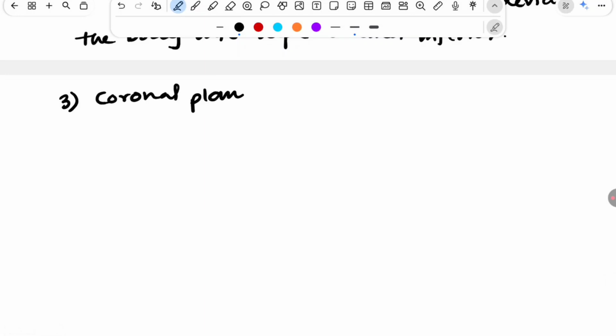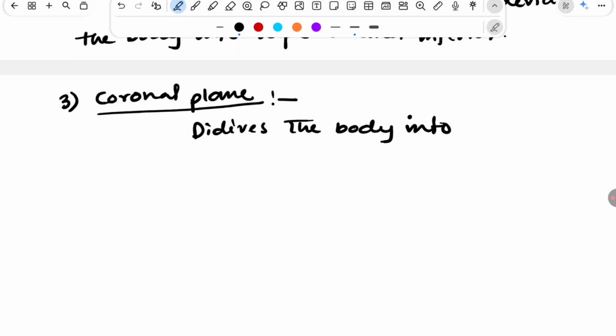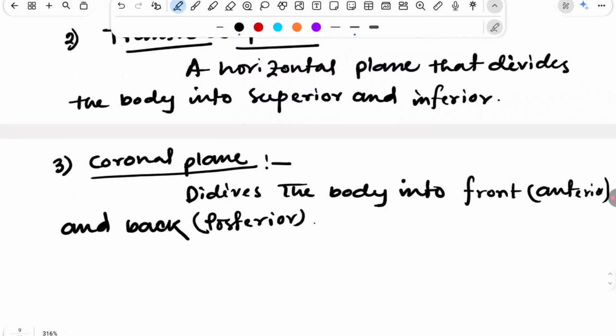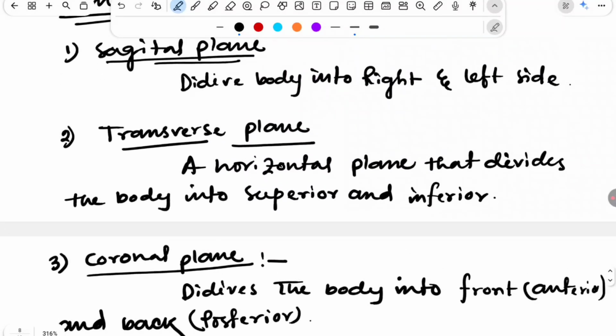The third one is the coronal plane. What is the coronal plane? It divides the body into front and back. Front means anterior and back means posterior. Okay, so these are the three types of planes: sagittal plane, transverse plane and coronal plane.